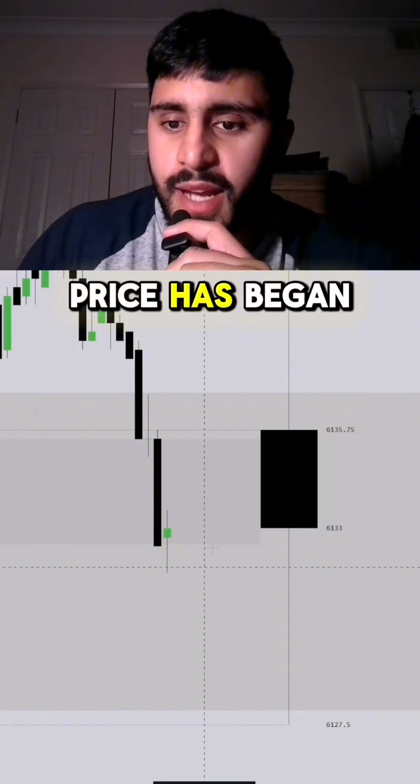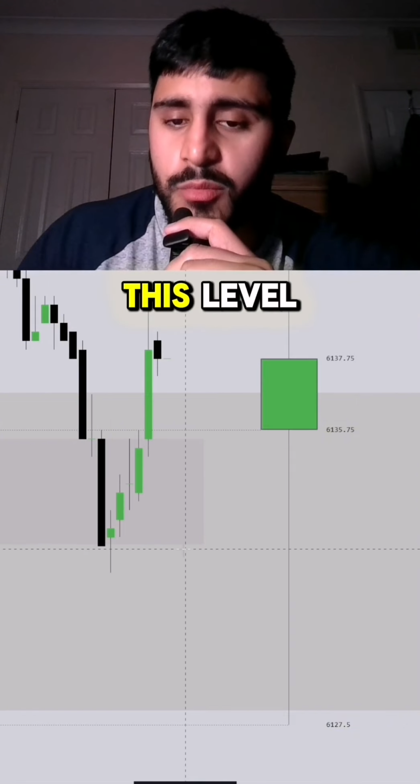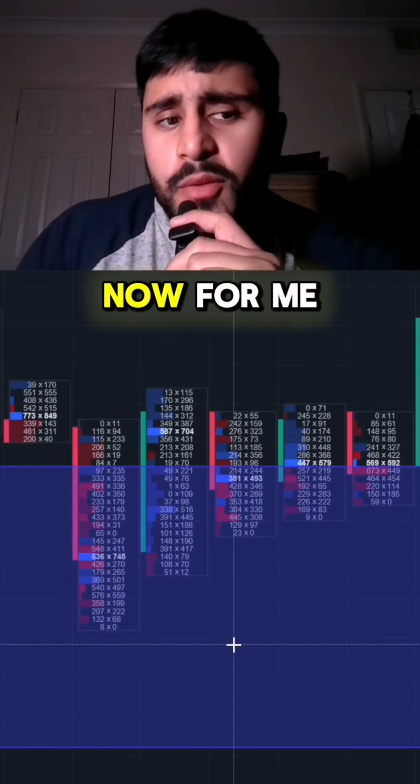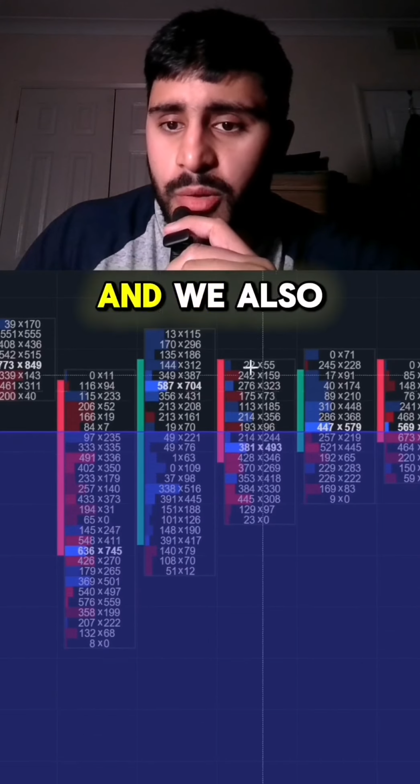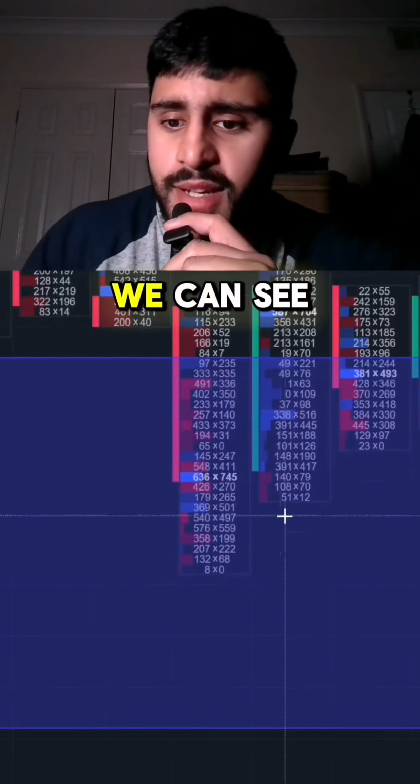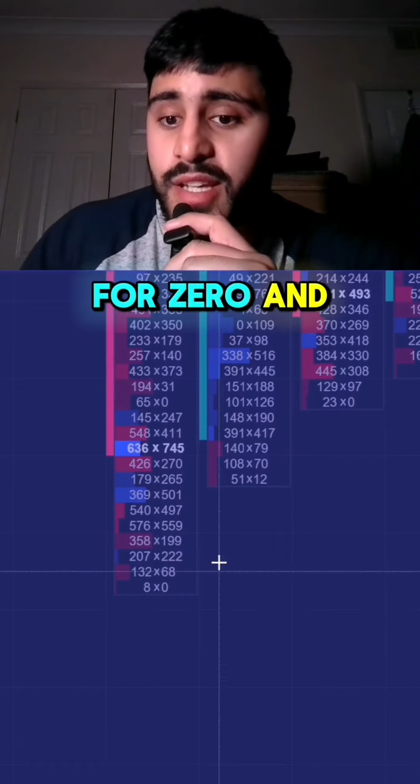From here now, you can see price has begun to fill this fair value gap, and we're looking for longs from this level. But what gives us our confirmation? Now, for me, if we go to the footprint charts, what we can see is a very, very large aggressive selling candle over here, and we also see it followed by an aggressive buying candle. So we can see down here, we see an 8 for 0, and we see 132 for 68.